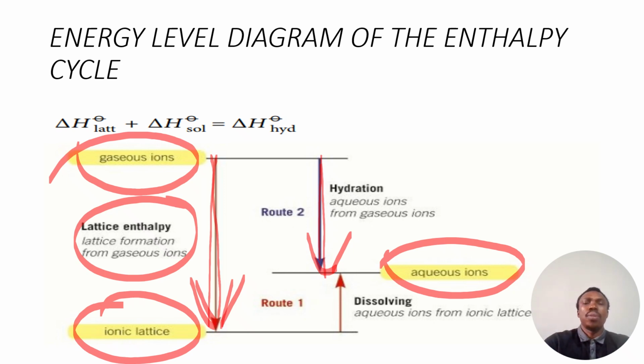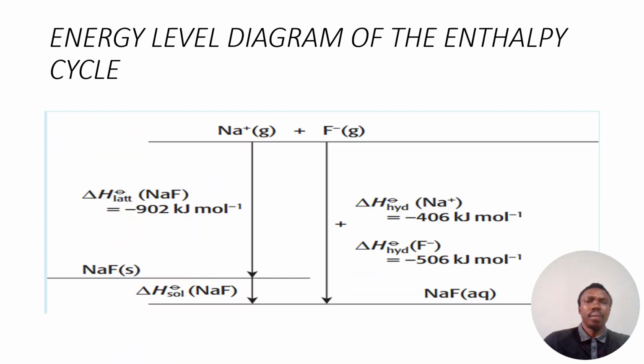So this is how we use the energy level diagram to represent the enthalpy, to state the relationship between lattice energy, enthalpy change of solution, and enthalpy change of hydration, just like the enthalpy cycle. And we come up with the lattice enthalpy plus enthalpy change of solution is equal to the hydration enthalpy.